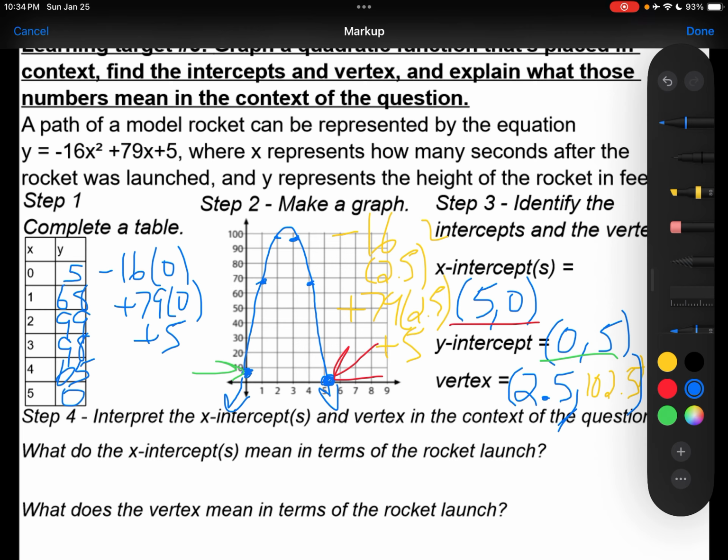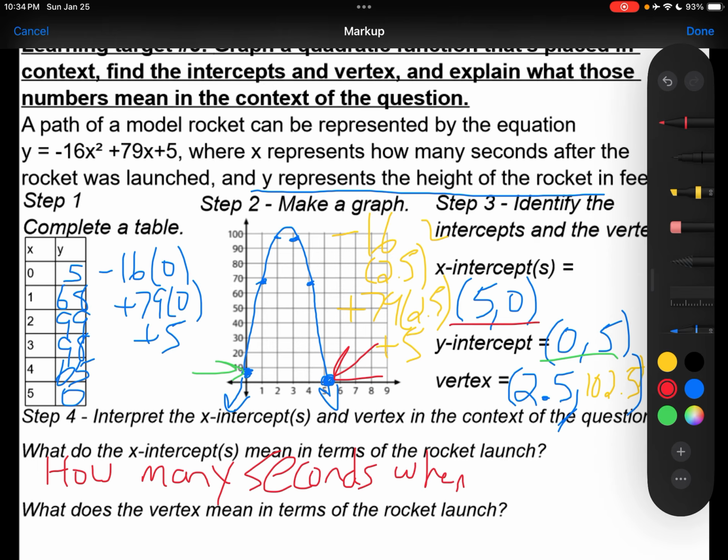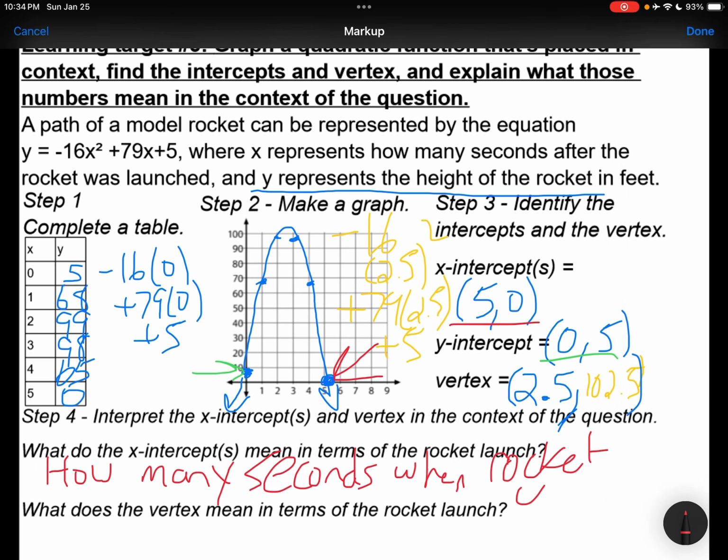Well, it's where the height is 0. If you look back at the original paragraph here, the X-intercept represents, so the X represents how many seconds after the rocket is launched, and the Y represents the height of the rocket. At the X-intercept, the Y value is 0. So the Y value is 0 means it's how many seconds when the rocket is on the ground. Let me make that smaller. Whoops. There we go.